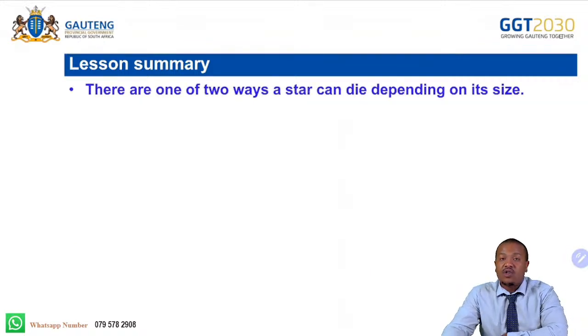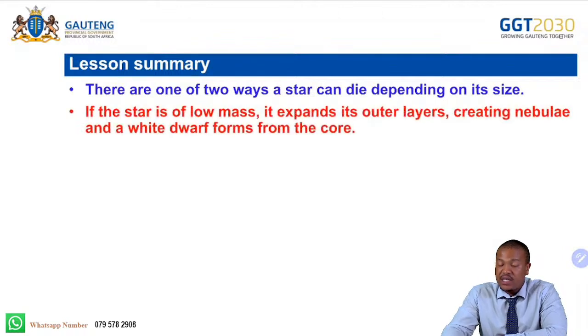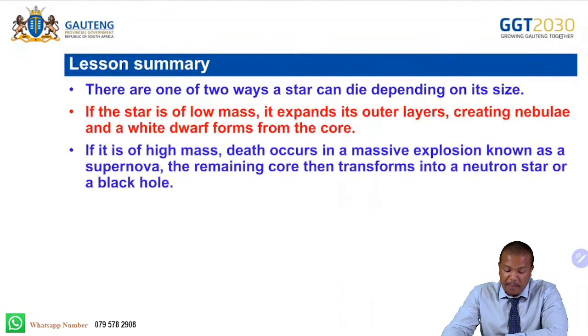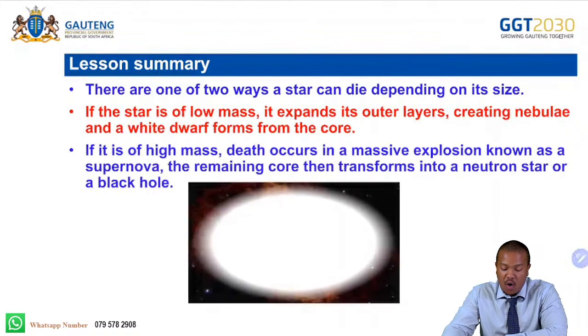We also talked of one of two ways a star can die, depending on its size. We said that if the star is of low mass, it expands its outer layers, creating nebulae, and a white dwarf forms from the core. But if it is of high mass, death occurs in a massive explosion known as a supernova explosion, and the remaining core then transforms into a neutron star or a black hole.